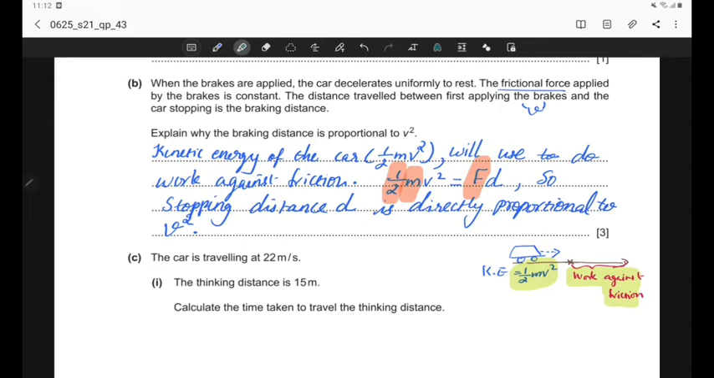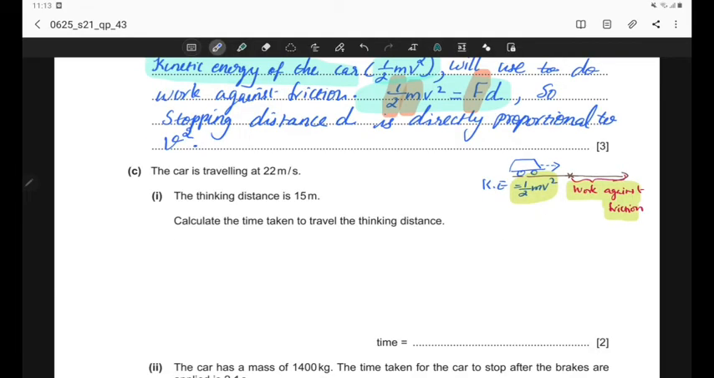This is a 3-mark question. 1 mark you will get when you write the words kinetic energy, or when you mention the kinetic energy of the car. Then writing the equation, which is half mv square, you will get the next 1 mark, will be used to do work against friction. And for writing this relation, you will get the next 1 mark.